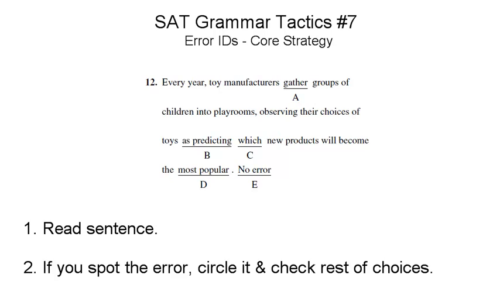Let's talk about the core strategy for the error IDs. Here's an example of an error ID question. The first thing we're going to do is read the sentence, obviously. Second thing, if you spot the error, circle it, and of course, check the rest of the choices.